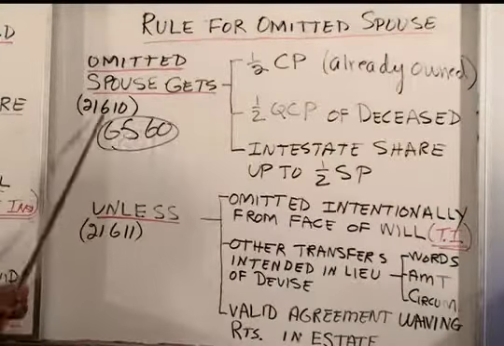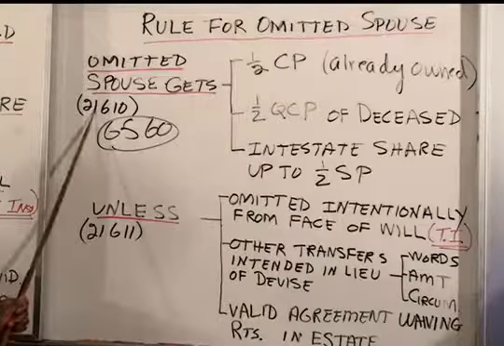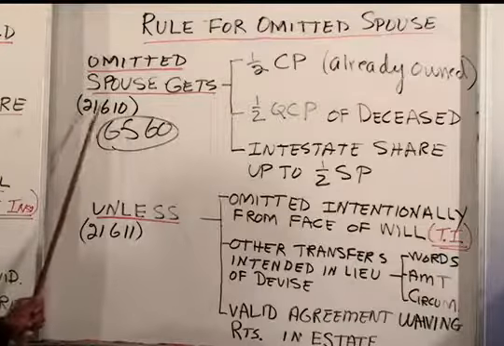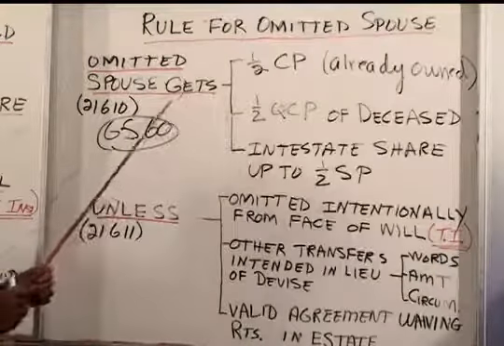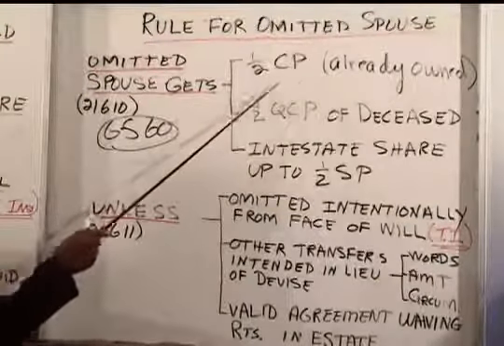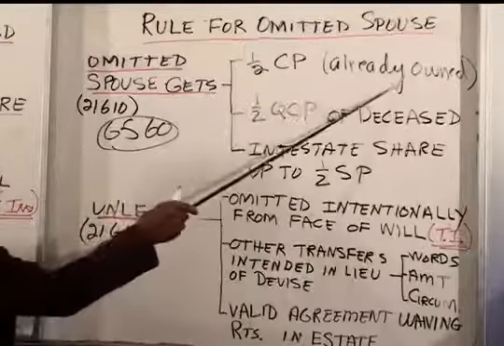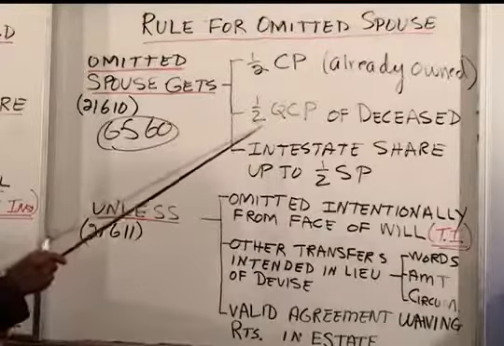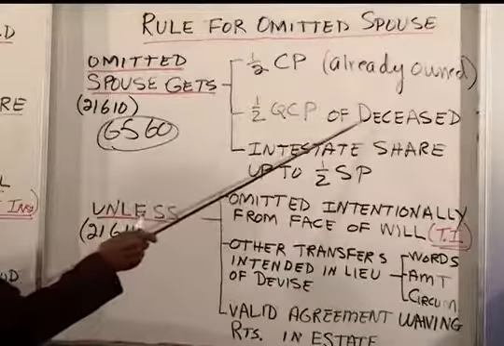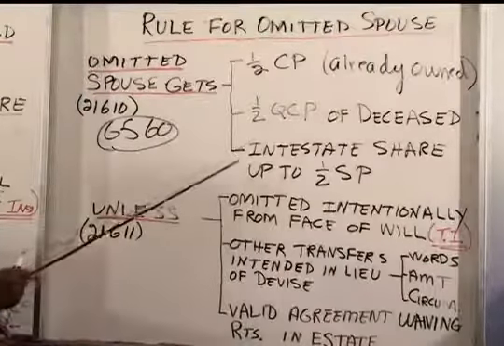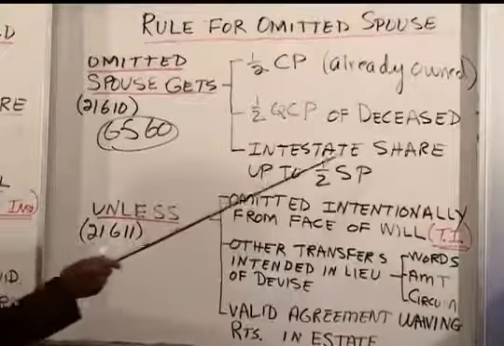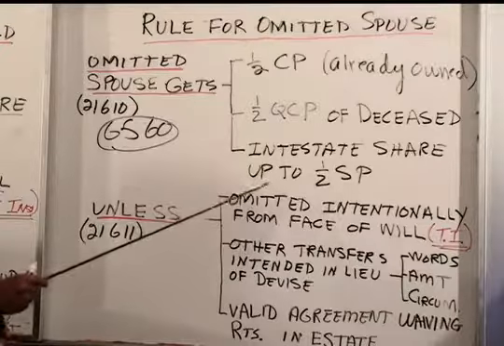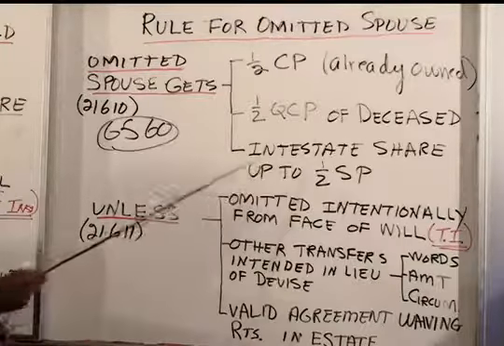The main difference between the old rule and new rule is that the new rule includes testamentary instruments, not just wills, and that includes revocable trust. And what does the surviving spouse get if they're omitted? They get half the community property, but that's not gotten from the will. They already had that. They get half of the quasi-community property of the deceased, that is from the will, and they get their intestate share of the separate property, but never more than half.